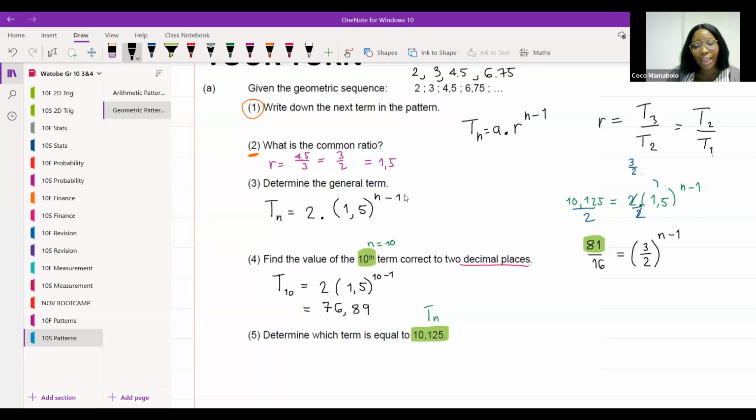What are we going to get? How else can I write 81? 3 to the power of... correct, well done. Beautiful, yes, that's it, good. I know I can rewrite 81 as 3 to the power of 4.